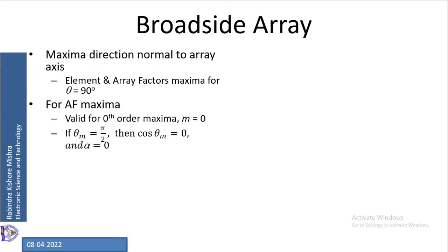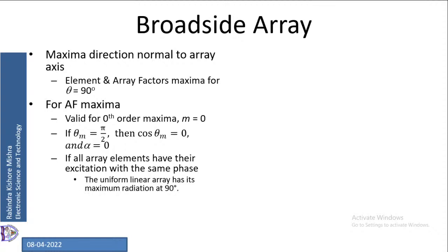So if theta m is equal to pi by 2, then cos theta m is equal to 0 and alpha is equal to 0. Alpha equal to 0 means they have to be in phase. There is no phase difference, so all elements have their excitation with the same phase. There is no progressive phase difference. The uniform linear array has its maximum radiation at 90 degrees when alpha is equal to 0 and cos theta m is equal to 0.